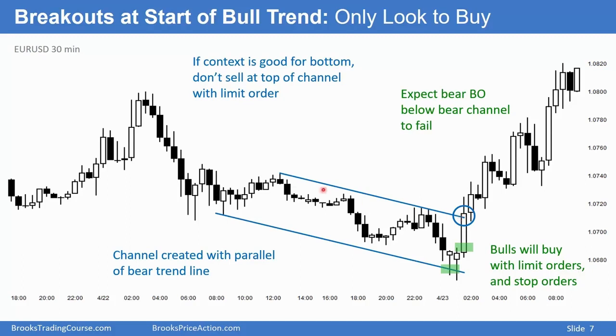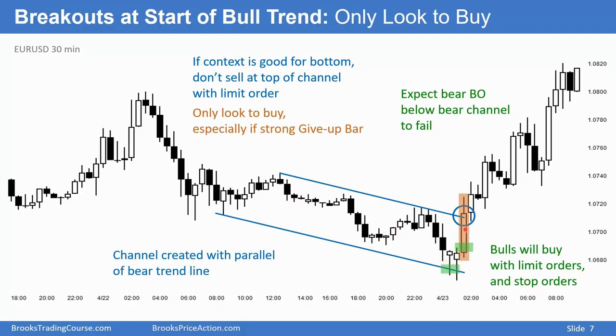Well, this is a special case. We have a spike, pullback, channel, probably will convert into a trading range or a bull trend. I would not be selling this high, expecting the rally to fail and reverse down again, especially when you have a micro double bottom and you see this bar going up very quickly like this. I would not be selling that, betting on the top of the channel leading to a reversal down. Context is good for a bottom, a weak bear channel, and a good reversal.